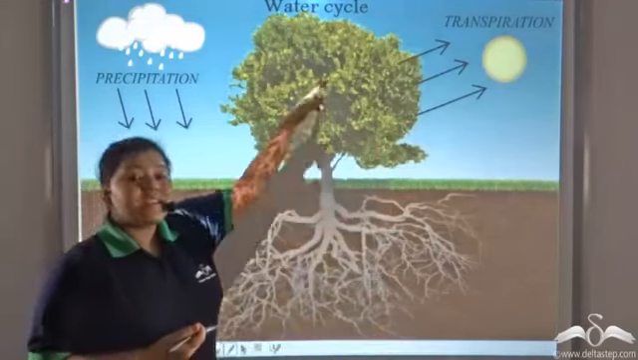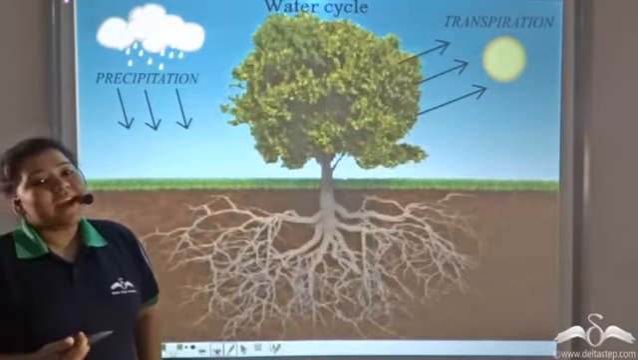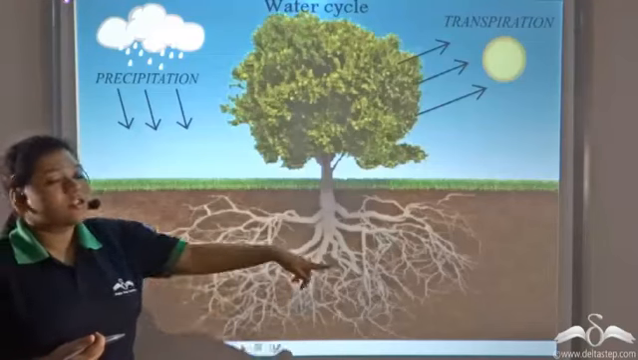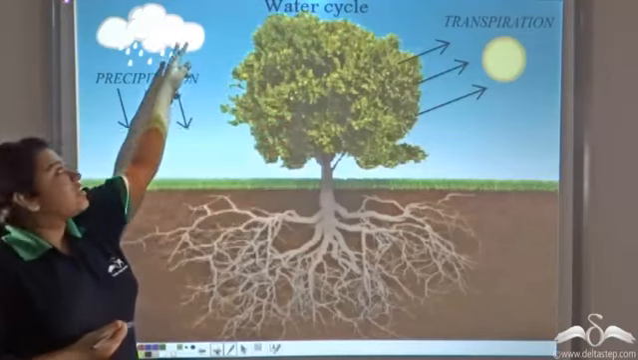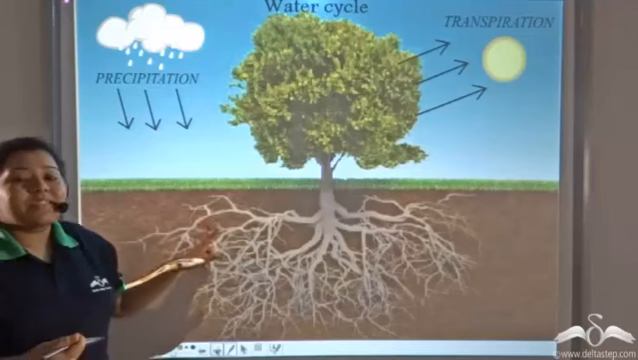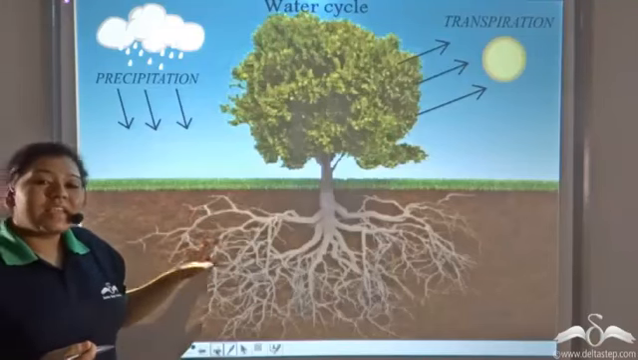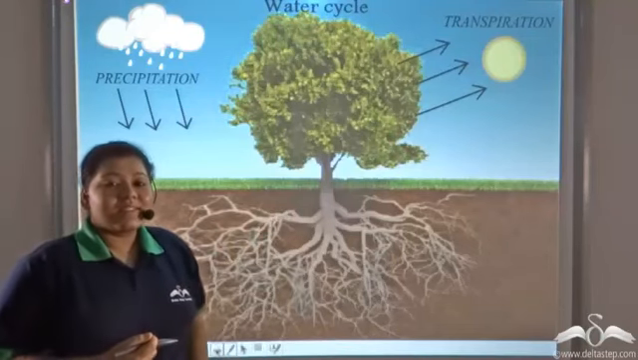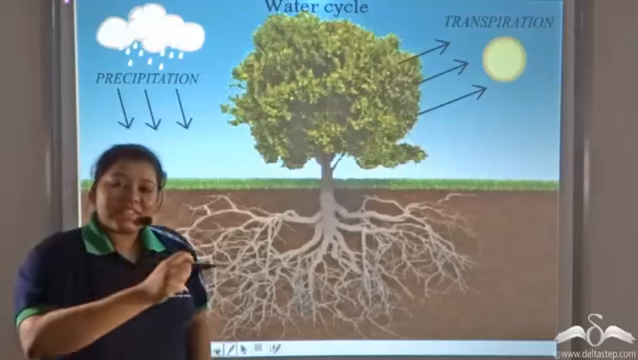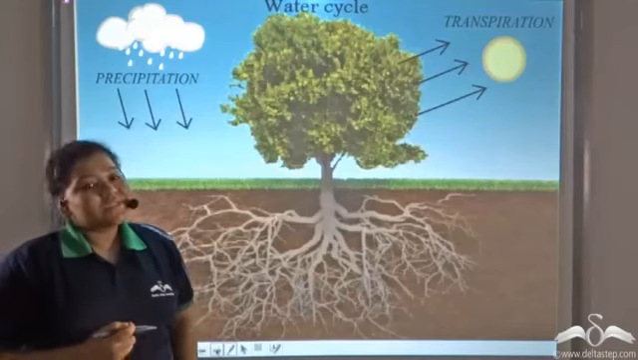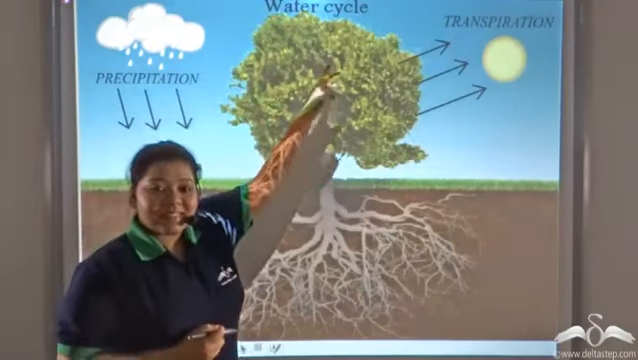So this is a continuous cycle that is carrying on all the time. Transpiration, formation of clouds, and then precipitation, and the water is given back to the Earth's surface. So this continuous cycle that goes on is known as the water cycle.